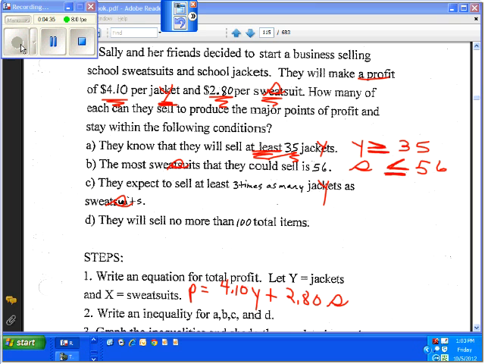They expect to sell 3 times as many jackets as sweatsuits. Now, this is actually on page 38 of my Algebra 1 book in chapter 2. And a lot of people have trouble writing an inequality for C. And I'm just going to see what people say. What do you think the equation or inequality is going to be?